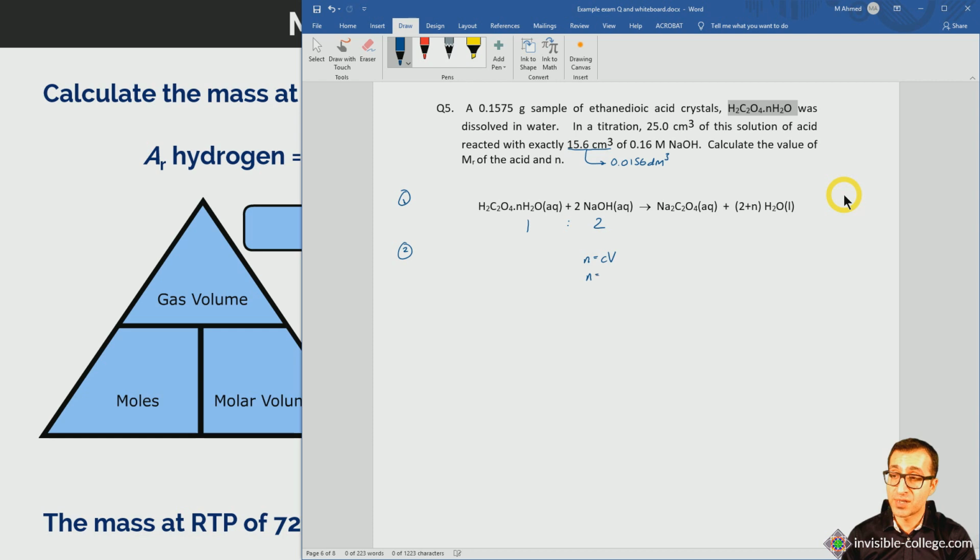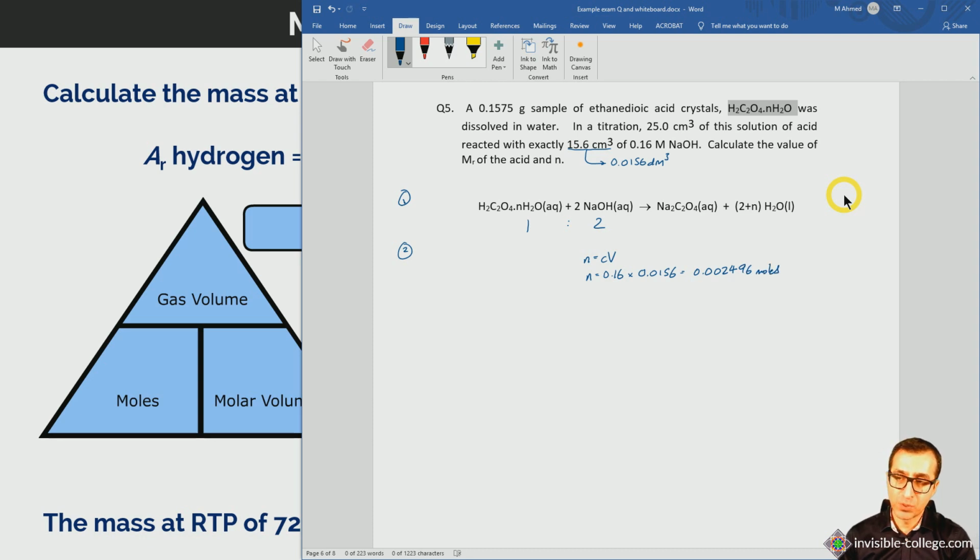Now that we have that volume and we have the concentration, we can calculate the number of moles of sodium hydroxide that reacted in this titration. We have 0.16 moles per decimeter cubed, the concentration, times the volume in decimeters cubed. So this gives us a number of moles of sodium hydroxide of 0.002496 moles.